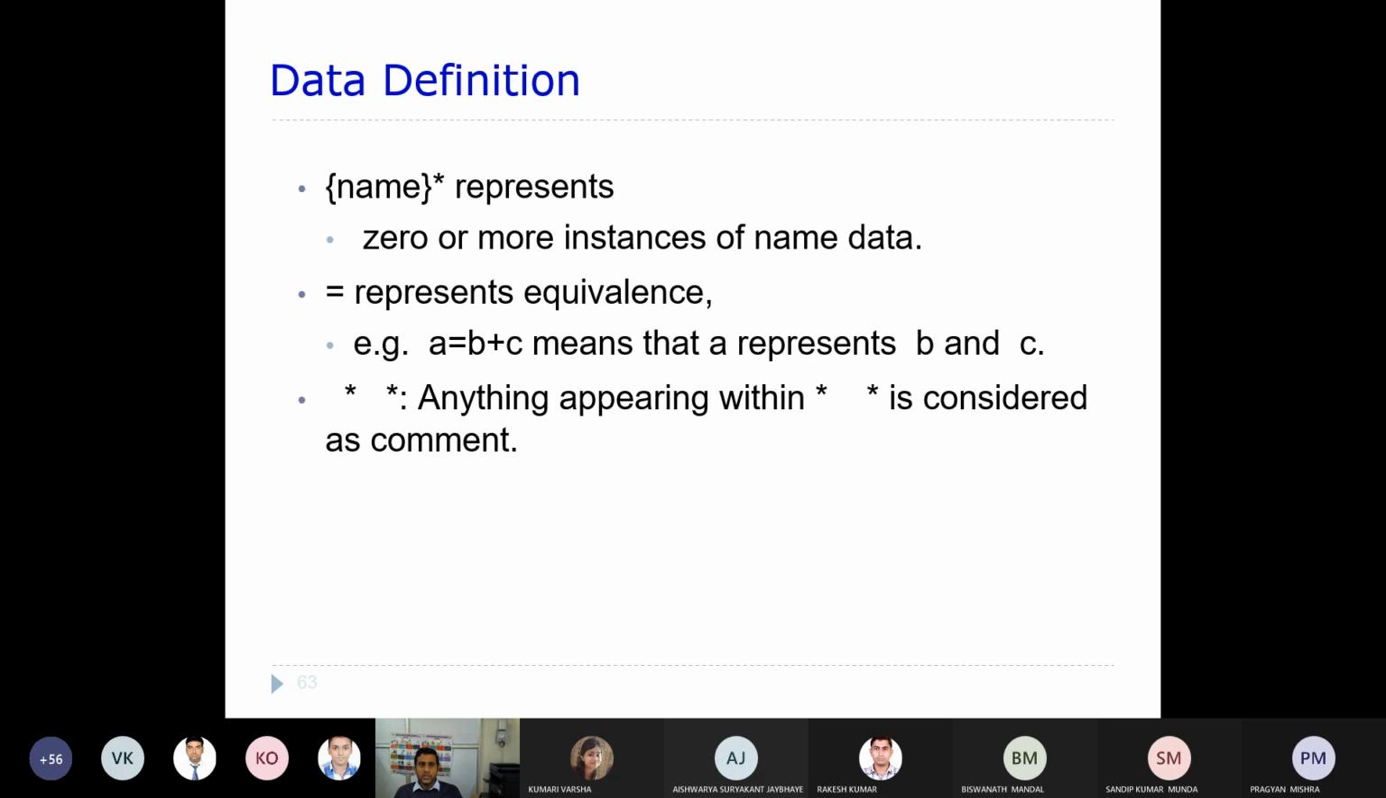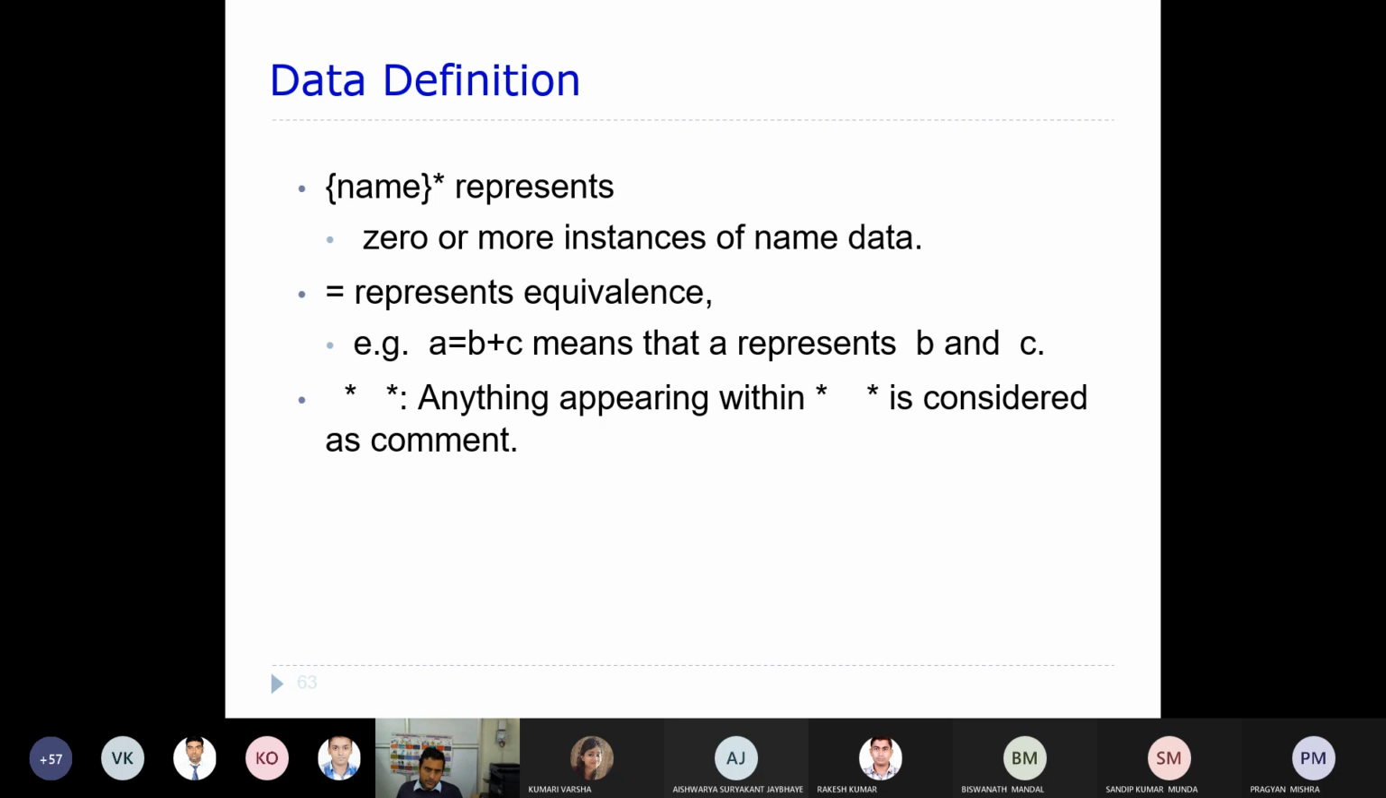Now somebody writes like this: name and star, which can represent something as well. Instead of a number, you can have a star also. When you say star, it means 0 or more instances of the name data. That's the other way to say 0 or more instances of some data. So this is a way that you can represent instances, right?